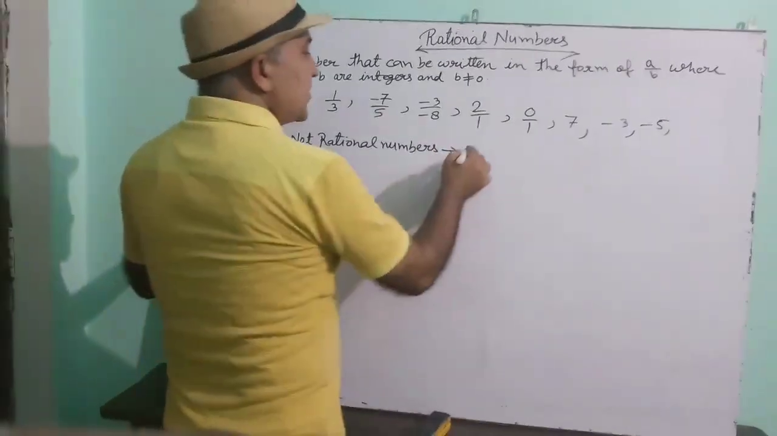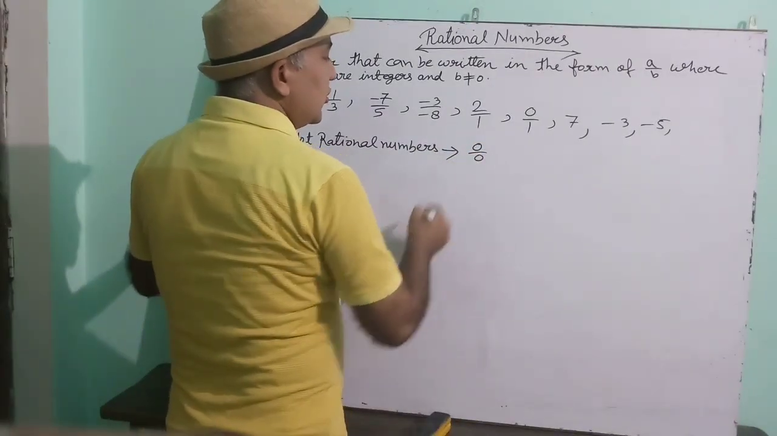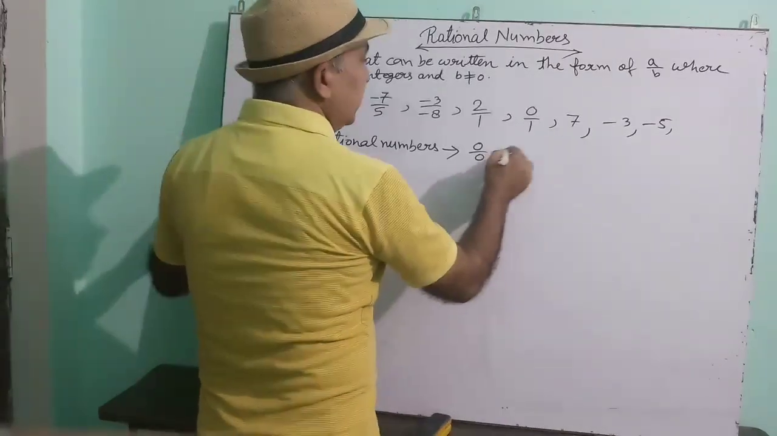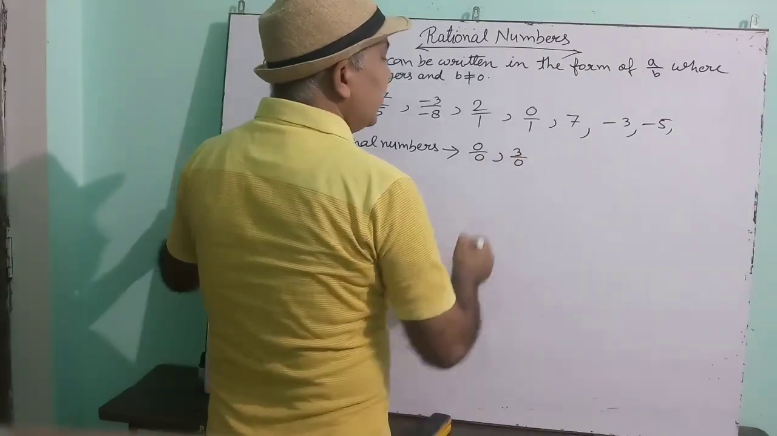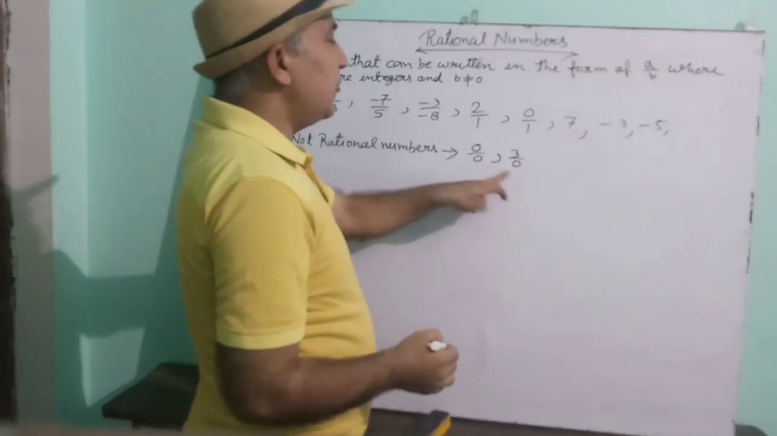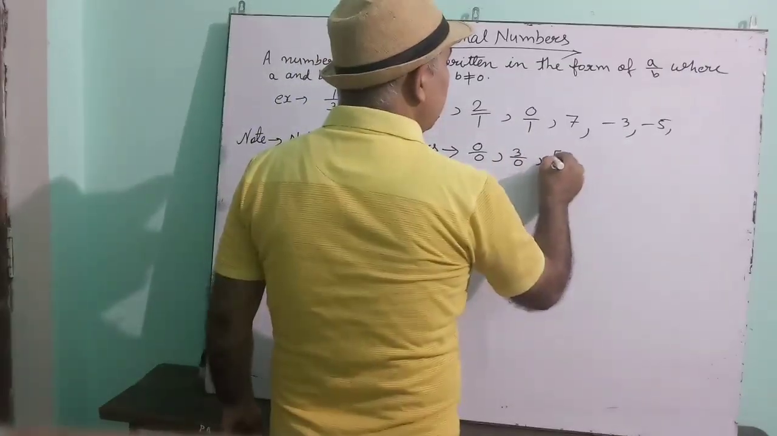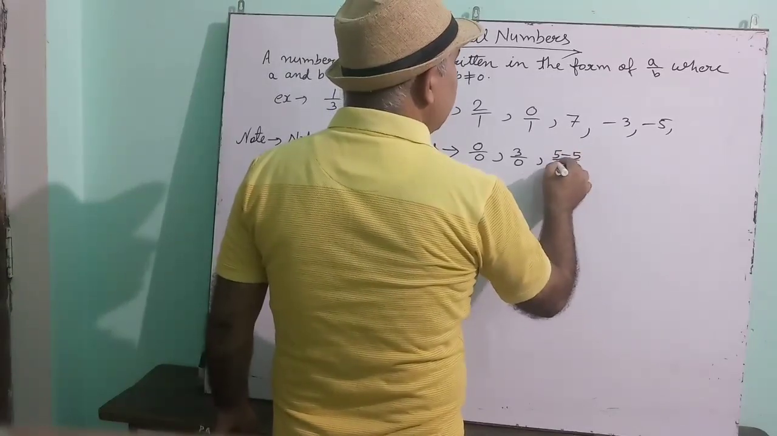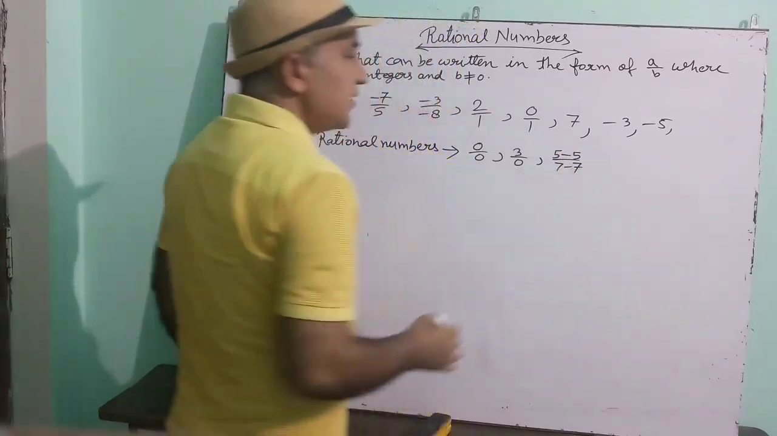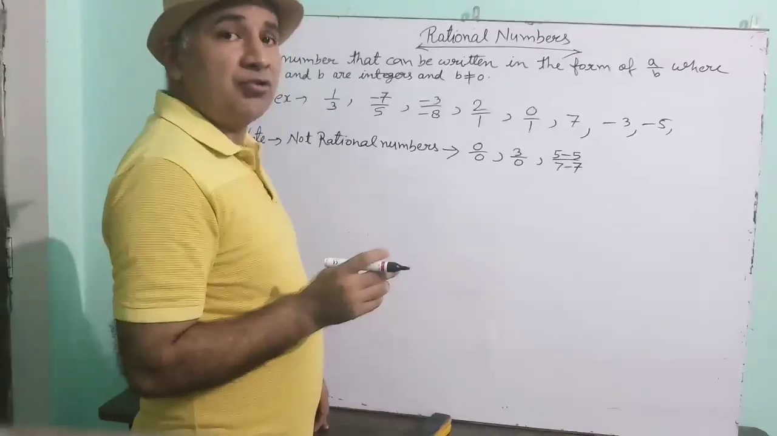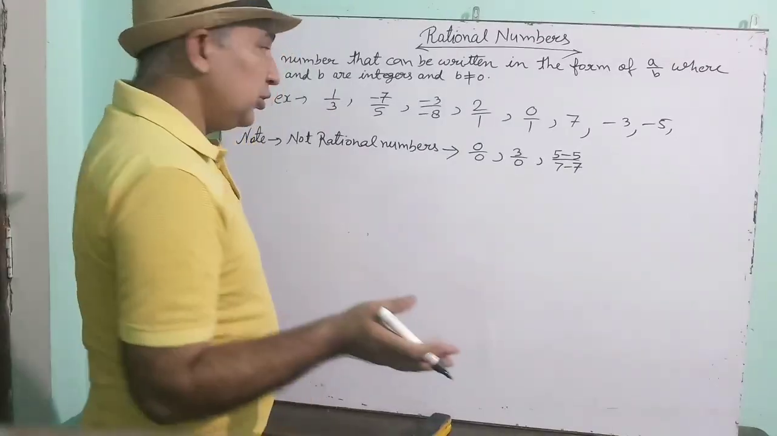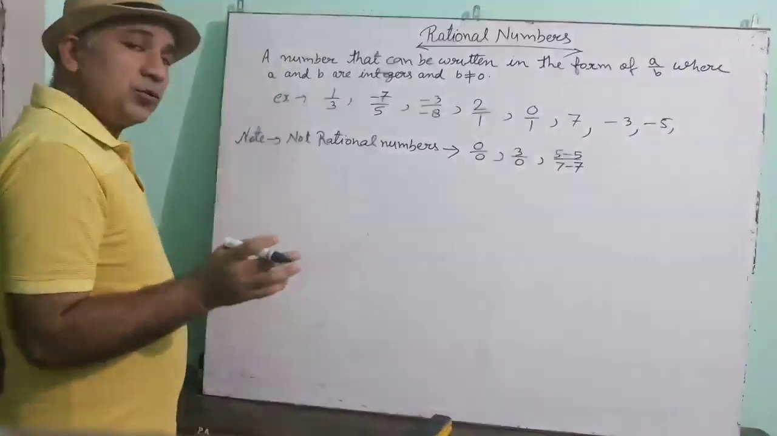See this one. Suppose you are writing 0 upon 0. This is not a rational number. You are writing 3 upon 0, not rational, because denominator should not be 0. Similarly, 5 minus 5 upon 7 minus 7, this is also not a rational number. Okay? Now what type of questions you have to practice?